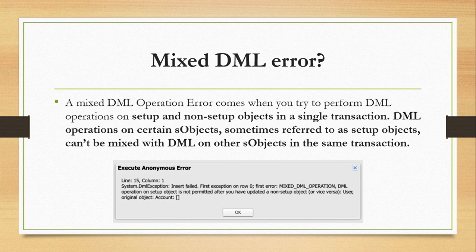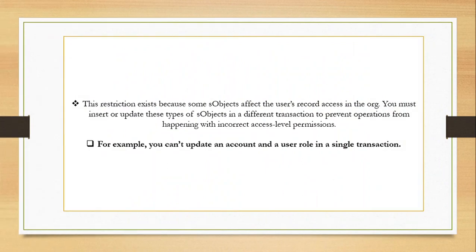Mixed DML error. Mixed DML comes up when you try to perform DML operations on setup and non-setup objects in a single transaction. DML operations on certain sObjects, sometimes referred to as setup objects, can't be mixed with DML on other sObjects in the same transaction. The restriction exists because some sObjects affect user record access in the org. You must insert or update these types of sObjects in a different transaction to prevent operations from happening with incorrect access level permissions. In the mixed DML example, you can't update an account and a user role in a single transaction.